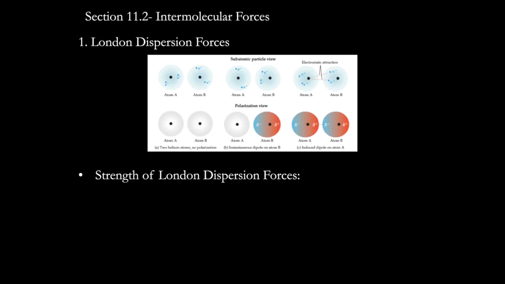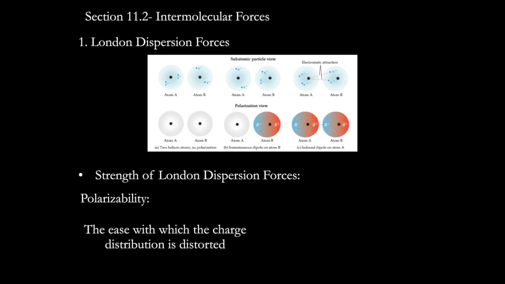So let's talk really briefly about how the strength of London dispersion forces can vary. And the term that I have to use in order to talk about that is polarizability. Now, polarizability is the ease with which the charge distribution is distorted. And so when we're comparing the strength of different London dispersion forces, we're going to be using this term polarizability, or how polarizable a molecule is.